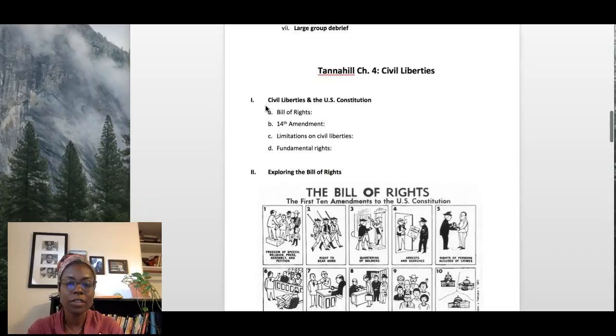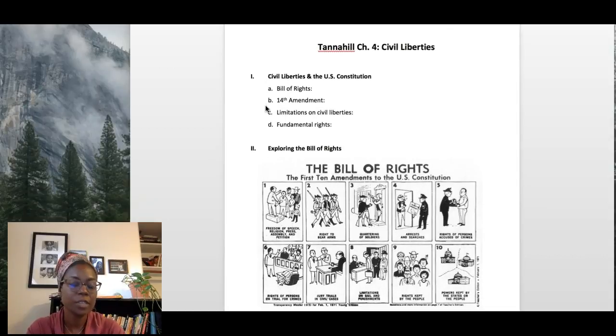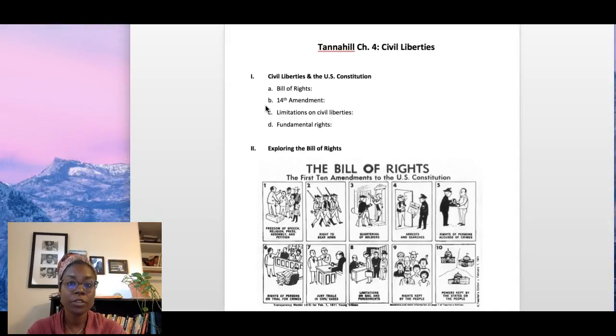Then we'll move on to Chapter 4, Civil Liberties. And we'll start by thinking about civil liberties and where they are found in the Constitution and why they're important. So it's important to note first that civil liberties are contained first and foremost in our Bill of Rights. And it's important to note that the Bill of Rights is constituted by the first 10 amendments in our Constitution.